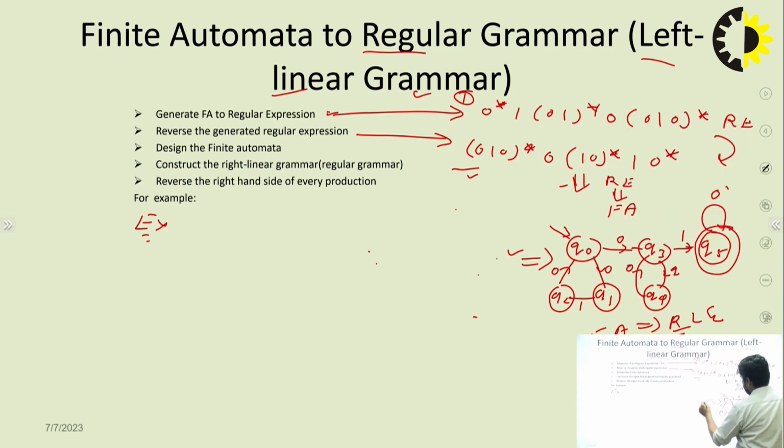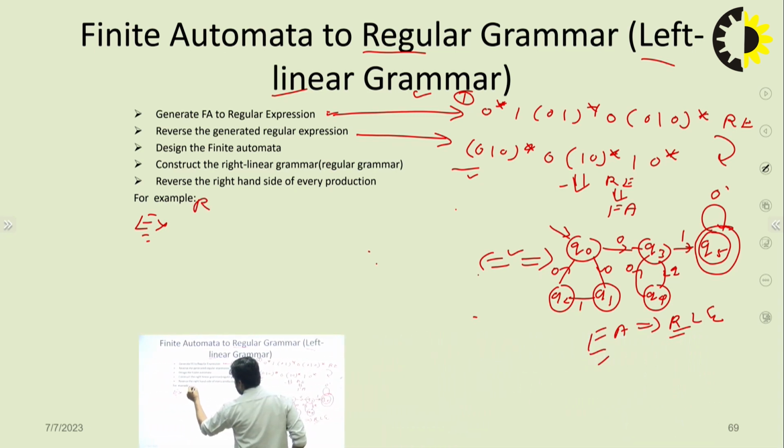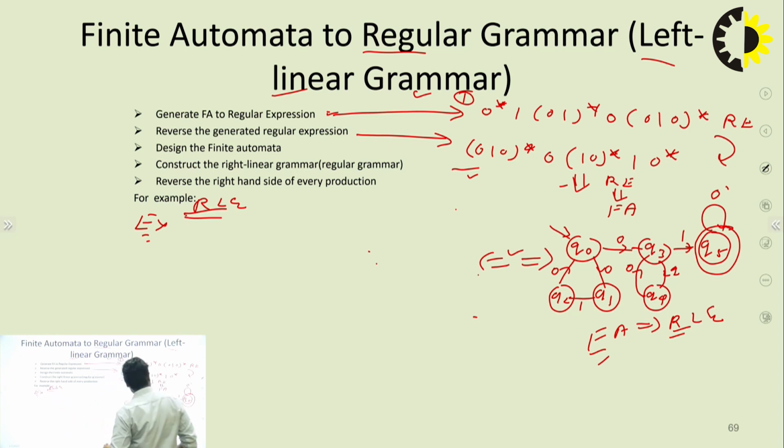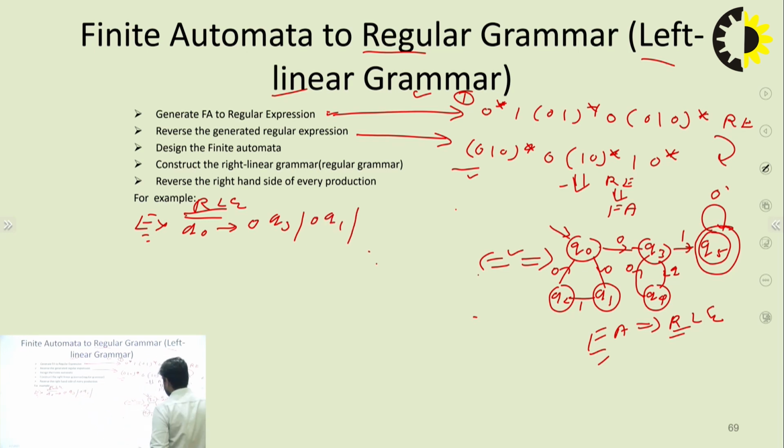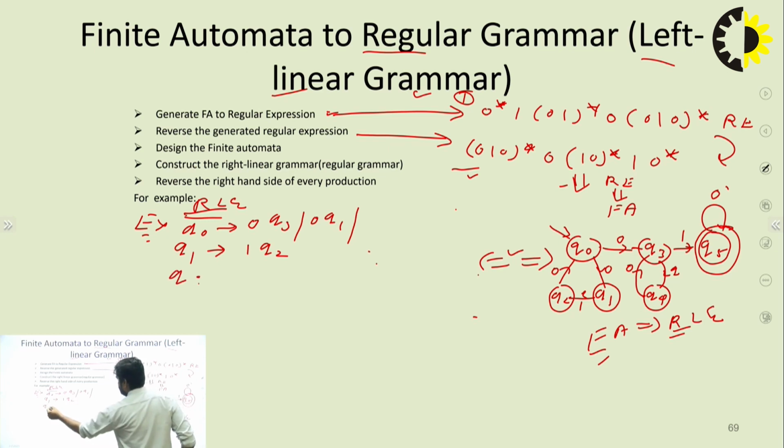Now this machine is converted into a right linear grammar. Let's take Q0: on input 0 it reaches Q3, and Q0 also reaches Q1 on 1. Next, check Q2; Q0 is complete. Now we check Q1. Q1 takes input 1 and reaches Q2, and Q2 takes input 0 and reaches Q0. It's complete. Q0, Q1 and Q2 are complete.